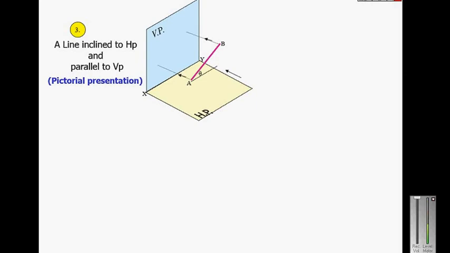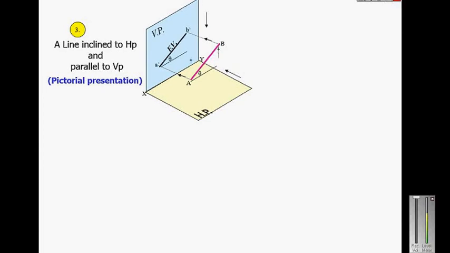You will get the front view on the vertical plane, and the front view will be the true length. Why? Because the line is parallel to the vertical plane. You will get the top view on the horizontal plane, and the top view will be the apparent length. Apparent length is a length which is less than the true length, because the line is inclined to the horizontal plane.